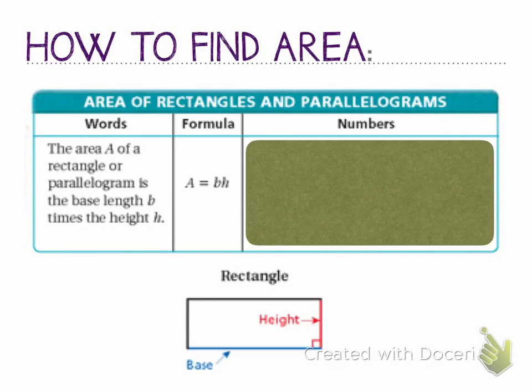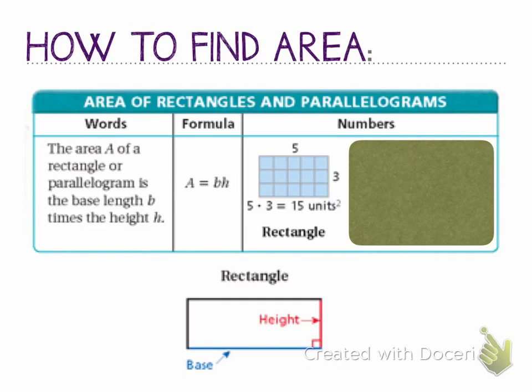When you go to find the base and height of a rectangle, you want to look for your base on the bottom, and your height is going to be at a 90-degree angle right next to it. For a rectangle, it's pretty basic. If we had a base of 5 and a height of 3, you would just take your base, 5, times 3, your height, and get 15. So there's 15 units, or 15 squares, that would fit inside that rectangle.